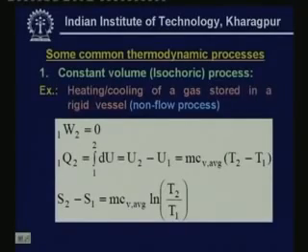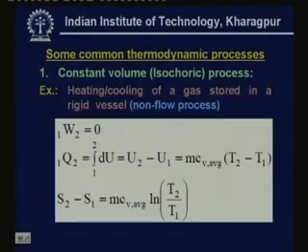The first, a simple process, is a constant volume or isochoric process. An isochoric process means the volume does not change, and a typical example is the heating and cooling of a gas stored in a rigid vessel. So we have a rigid vessel containing a gas, which is the system here, and we are heating the gas. This example is typically a non-flow process.